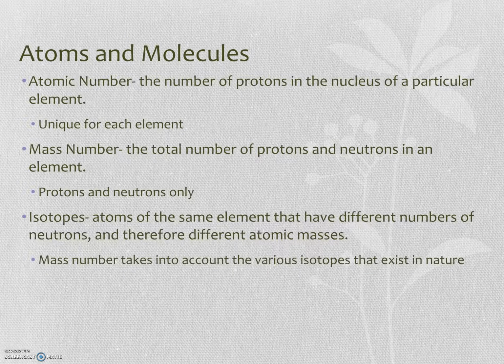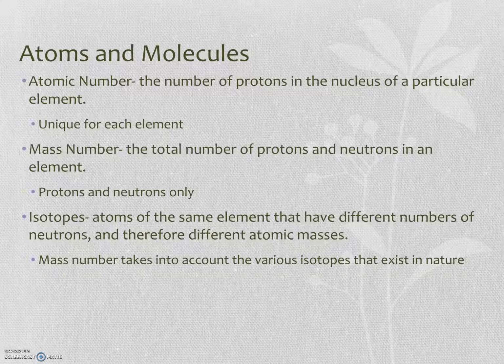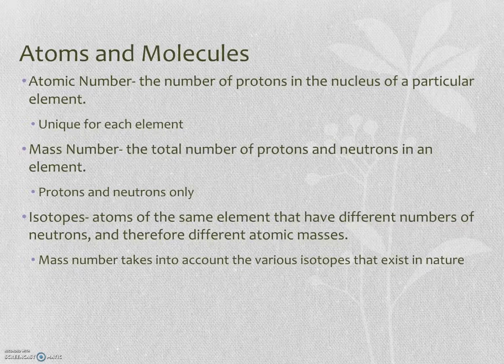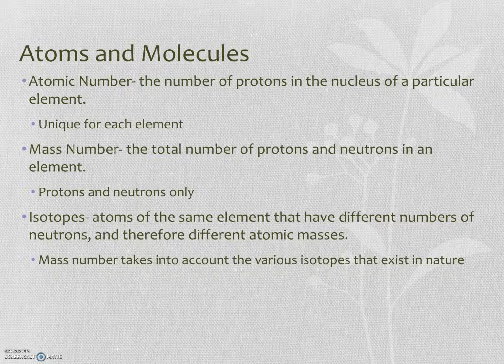The atomic number, and this is one that you should be familiar with, is the number of protons in the nucleus of a particular element. So the atomic number is the top number in the periodic table, and it tells us the number of protons, and it makes it unique for each element. The mass number is the number of protons plus neutrons. It's not found on the periodic table, but it's referred to as the mass number. And then we have isotopes, atoms of the same element that have different numbers of neutrons and therefore different atomic masses.